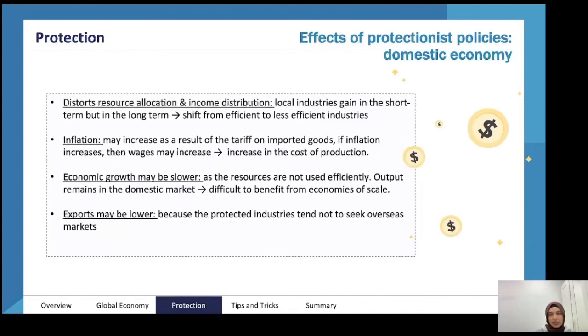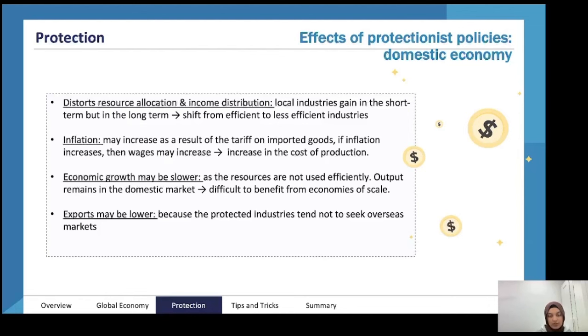So, effects of protectionist policies, including in terms of the domestic economy, we've got this idea of the distortion of resource allocation and income distribution. So local industries gain in the short term, but in the long term, there is a shift from efficient to less efficient industries, unfortunately. And that's the case, right? Because a lot of these local industries end up becoming very reliant on these protectionist methods, so they can't really operate on their own two feet like we talked about. So it distorts resource allocation and income distribution.